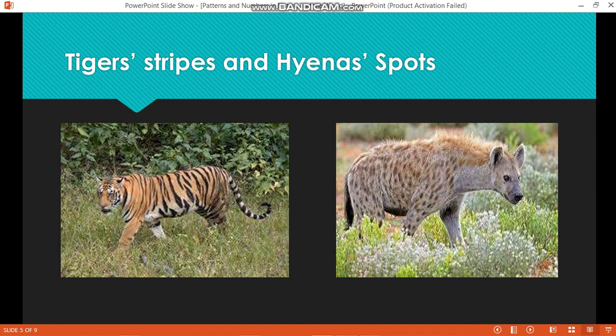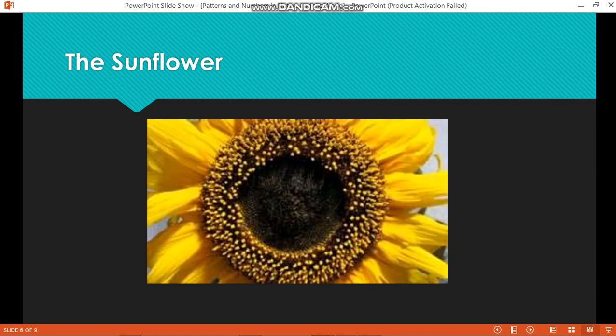Now, we have here tiger stripes and hyena spots. As you can see, they are actually following a certain pattern in the world. They have their own pattern on their skin. On the tiger, their stripes. On the hyena, their spots. Now, what about the sunflower? How come the sunflower follows a certain pattern? Okay. Now, if you have time, you can try to count the number of seeds inside the sunflower.